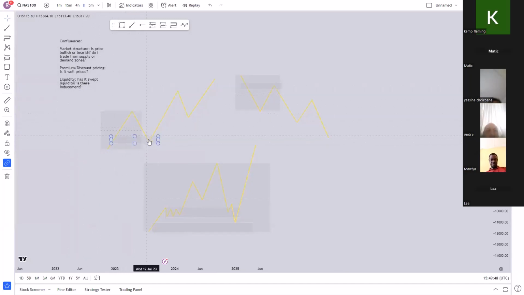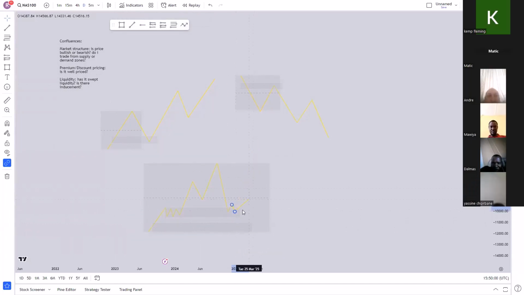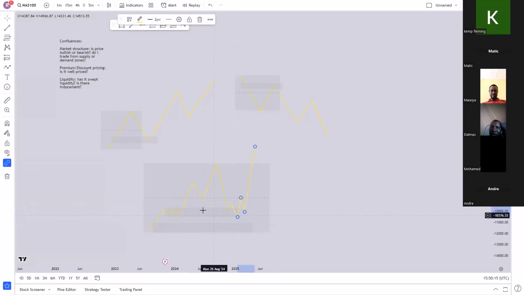So let's say we come down and let's say we see this here. Are we going to enter in there? We may enter in if we see something like this. So let's say we get a move down into there, and then we get that internal change of character, and then we see that there's a fresh demand zone here, and then we go, yeah, okay, no problem. But a majority of the time, you will see that we have inducement here.